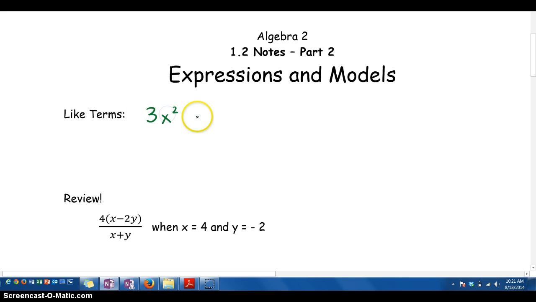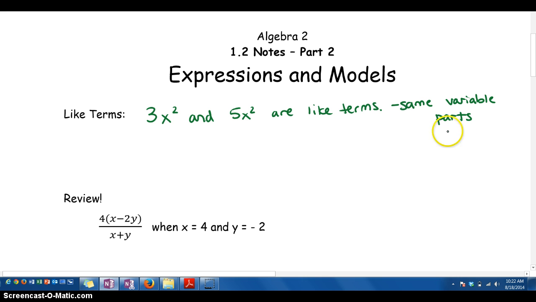3x squared and 5x squared are like terms. And as you can see, they have the same variable parts. So they both have x squared as their variable parts. Before we go further in, let's review.